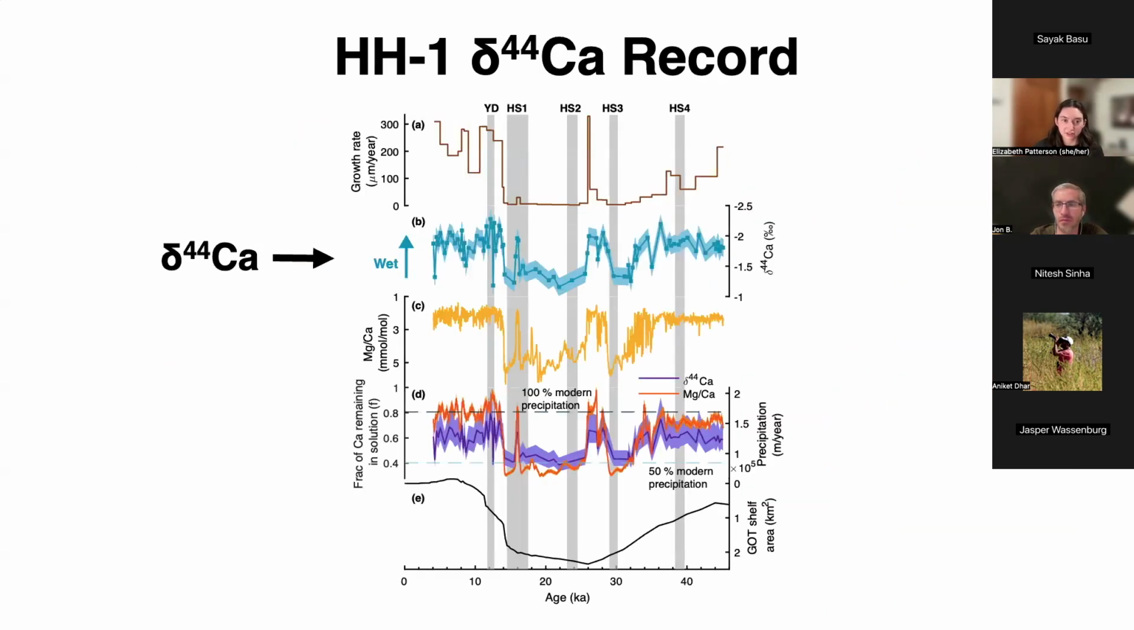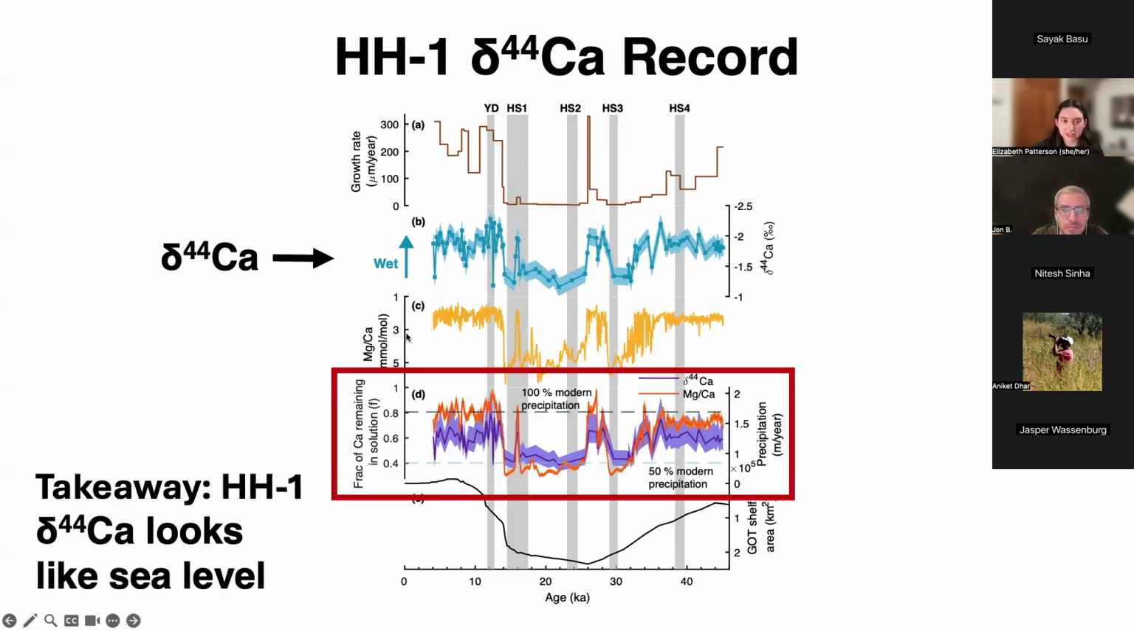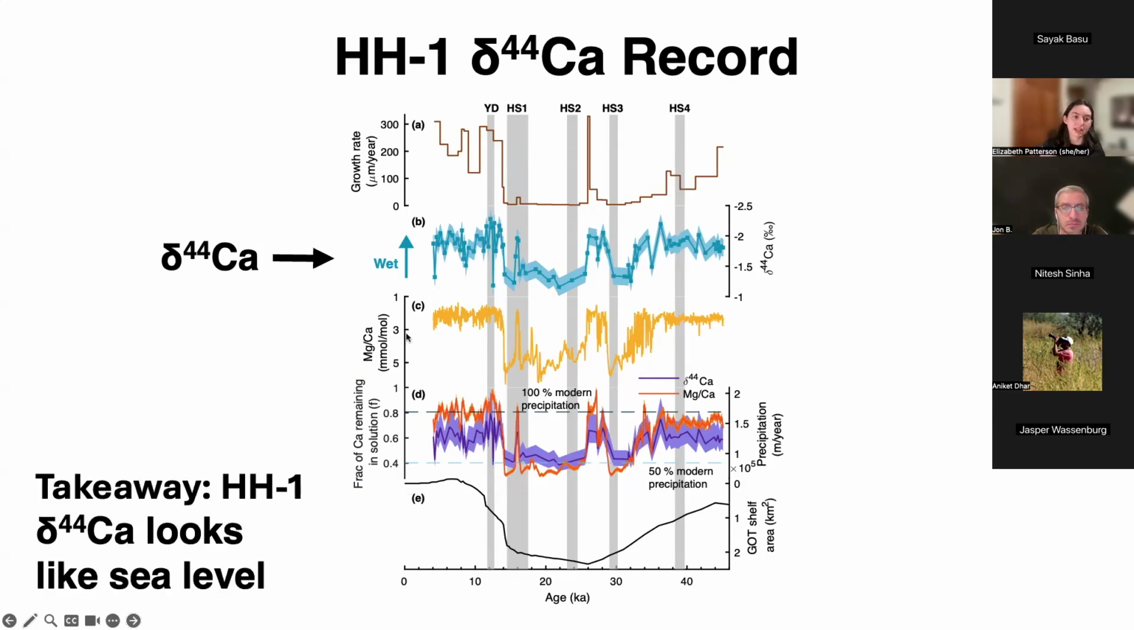So what I'm showing here is another stacked plot. I have the HH1 calcium isotopes plotted in blue, and the magnesium calcium ratios plotted in yellow down here. The main takeaway is that the calcium isotopes look like sea level. They look like the magnesium calcium ratios. So this is giving us confidence that the calcium isotopes are in fact reflecting precipitation, and that they're showing the same climate story that I just presented in part one, which is a good sign. It means that likely it's reflecting precipitation change.